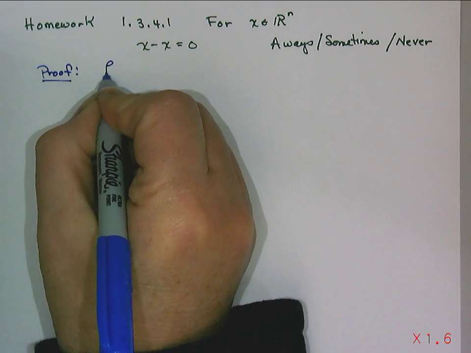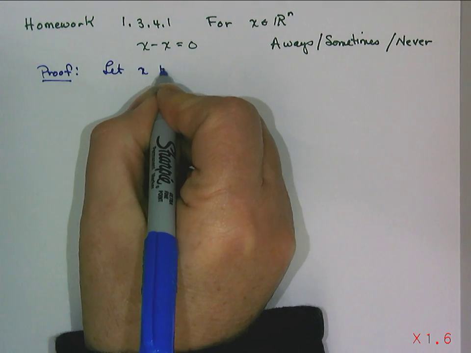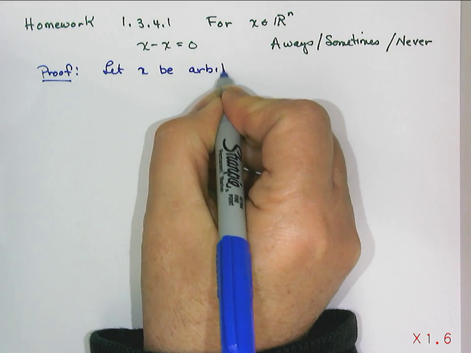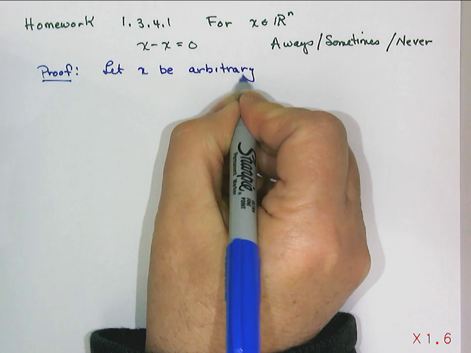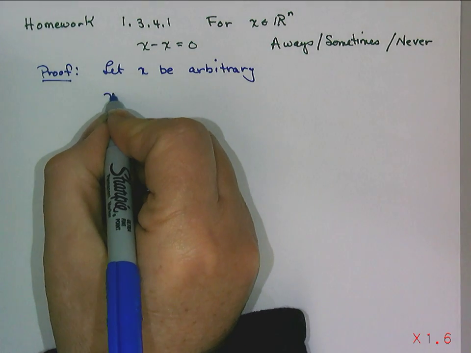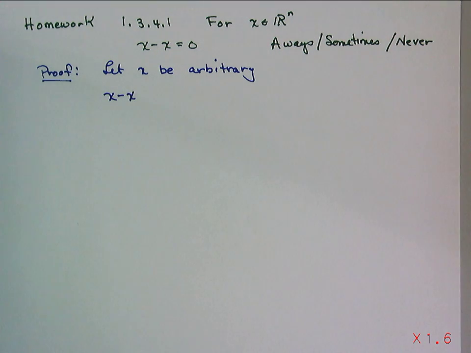with letting x be an arbitrary vector. That means it has no special properties. And we're going to look at x minus x and show that it gives us the 0 vector.